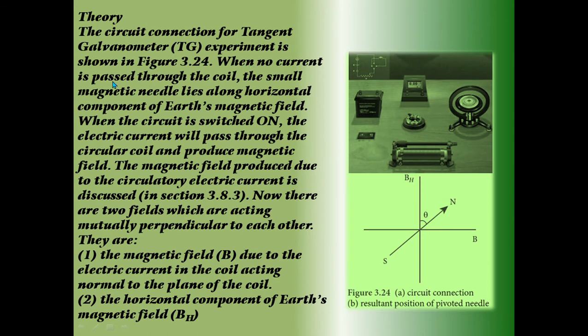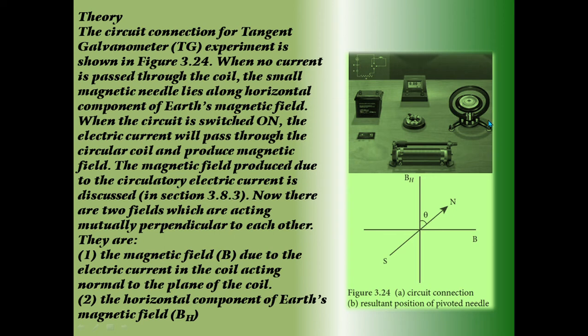When no current is passed through the coil, the small magnetic needle lies along the horizontal component of earth's magnetic field. When the current is switched on, the electric current passes through the circular coil and produces a magnetic field. So the current produces the magnetic field in the perpendicular direction.